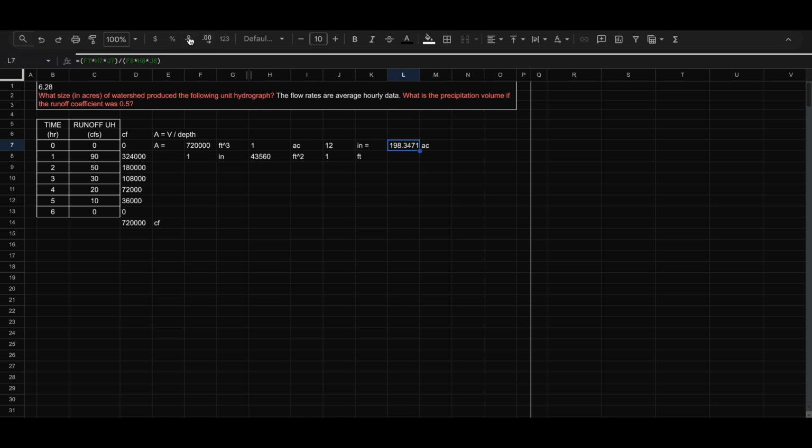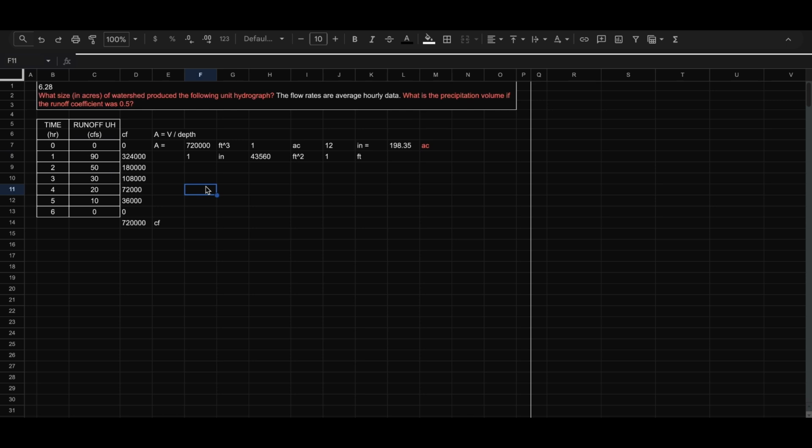Oh, I think I get it. There we go. So we got 198.35 acres, and that's the area. That's how we find the area with a given unit hydrograph runoff. Now they ask us to find the precipitation volume if the runoff coefficient was 0.5.